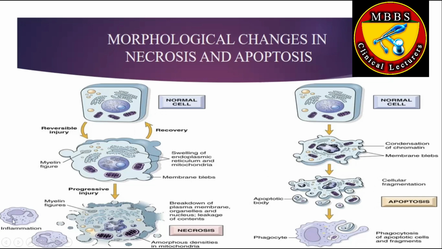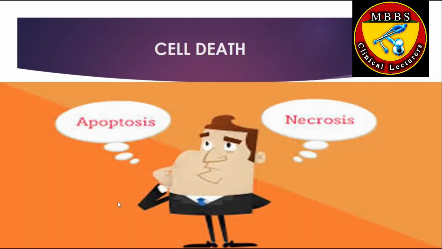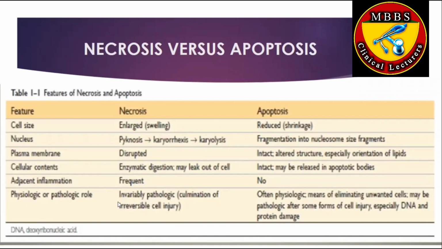There is a presence of inflammatory cells in necrosis, while in apoptosis there is no inflammation, and in apoptosis the apoptotic bodies are phagocytosed by phagocytes. We can see there is a swelling of the endoplasmic reticulum and mitochondria, the presence of myelin figures, and blebbing of the plasma membrane, all this in necrosis. So these are all the features of necrosis and apoptosis.